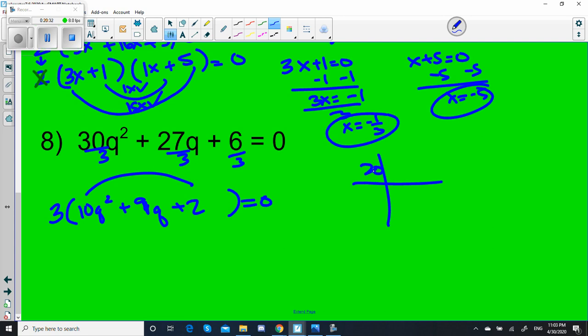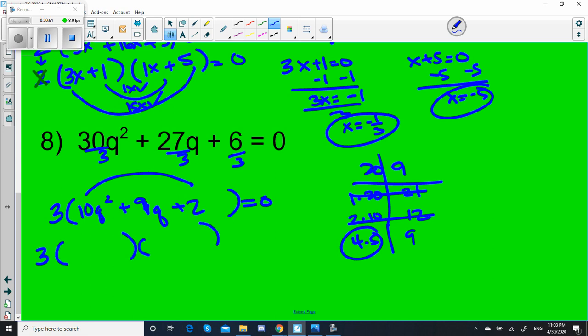10 times 2. They give me a positive 9. Notice everything's plus, so I'm just doing their sums. So 1 times 20 is 21. That doesn't work. 2 times 10 when I add them is 12. That doesn't work. 4 times 5 is 9. There it is.